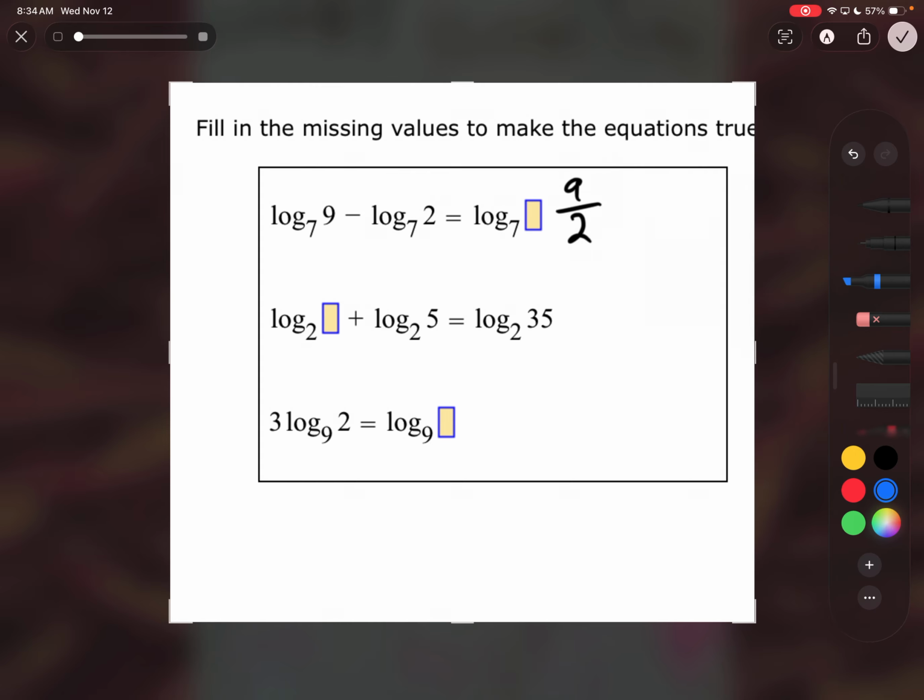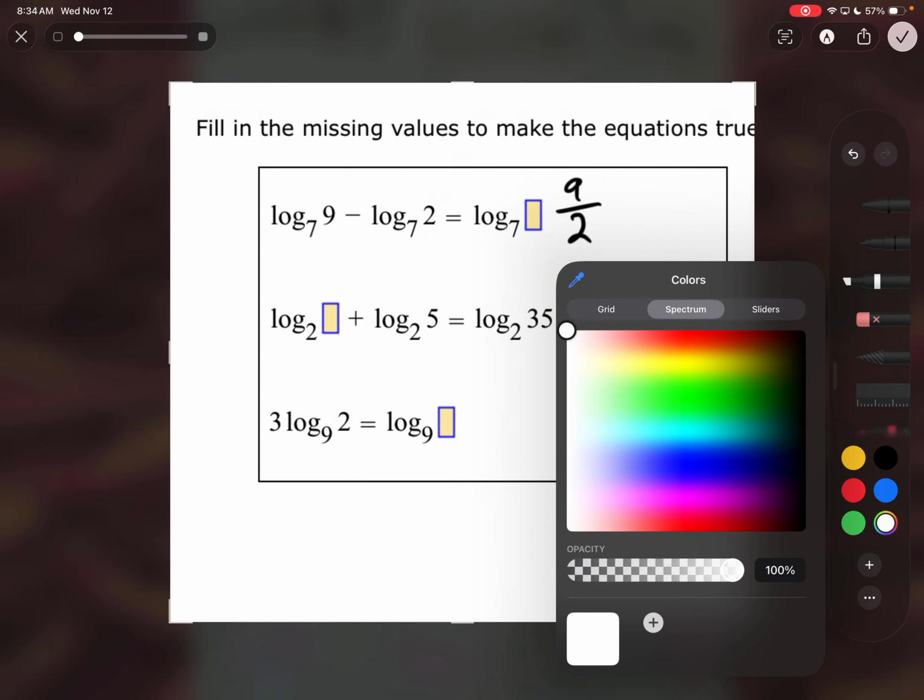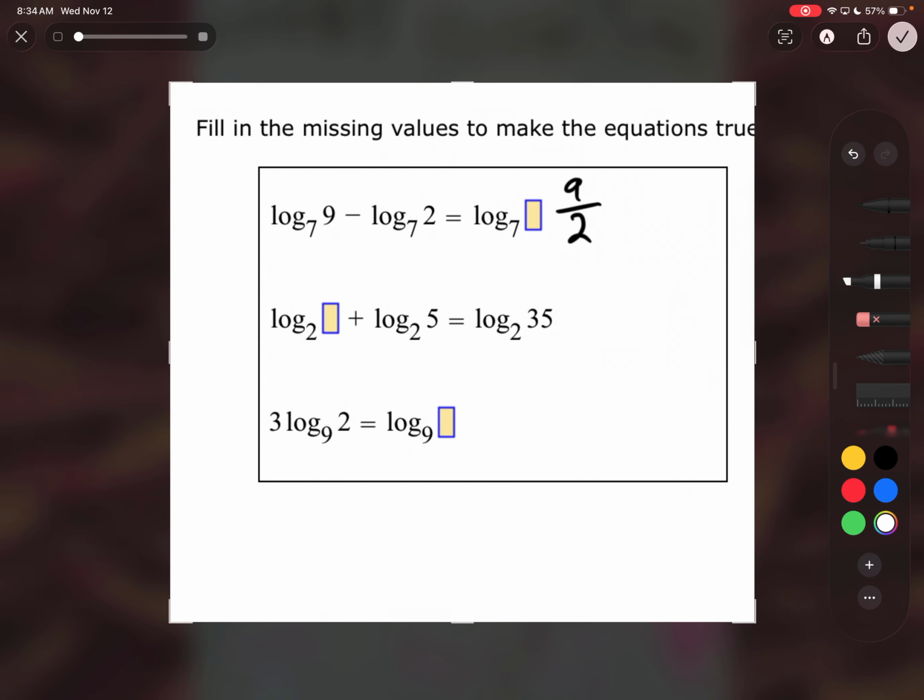If I get real fancy here real quick. If I can do that, that'll make it look better. Oh no, it doesn't send it to the back. Well, let's try this one more time.